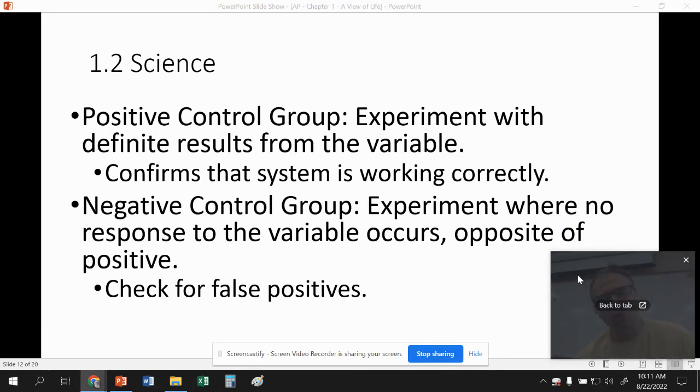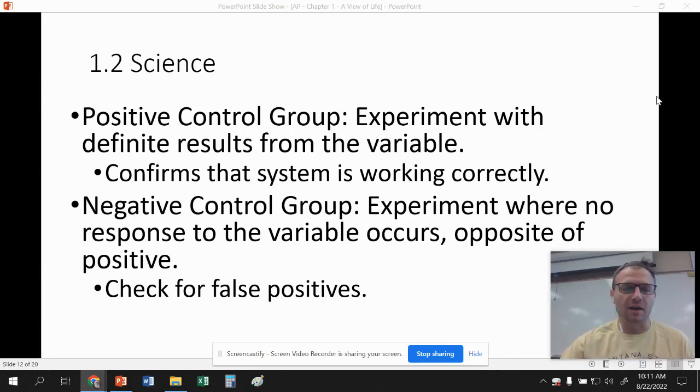Positive and negative control groups, these are a couple different types of ways that we test things in science. A positive control group is an experiment with definite results from the variable. It confirms that the system is working correctly. So basically, this is a control group where we're saying, hey, we're going to add in something. We know that there should be definite results. And if there are not definite results, there's something going on with the system that's not working.